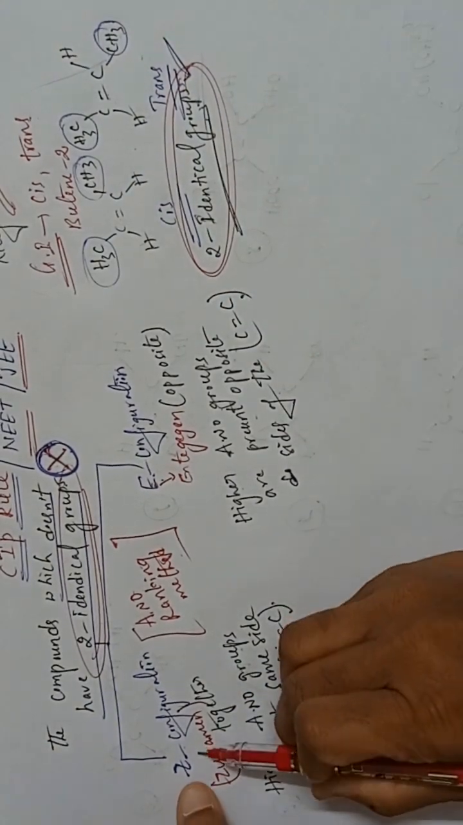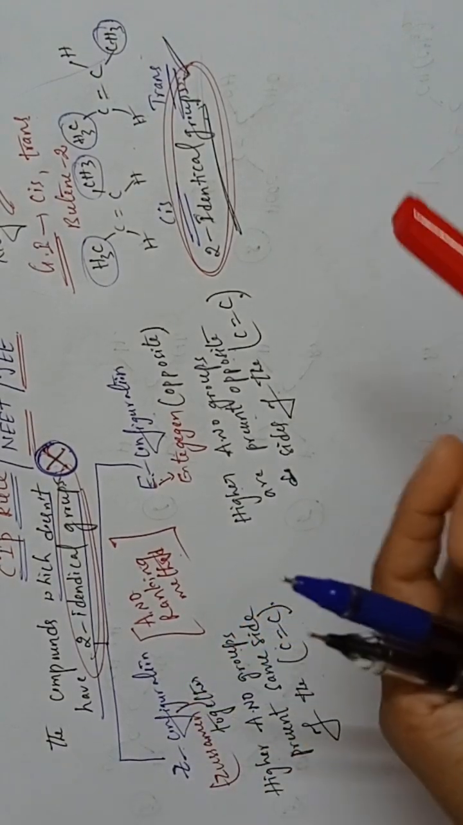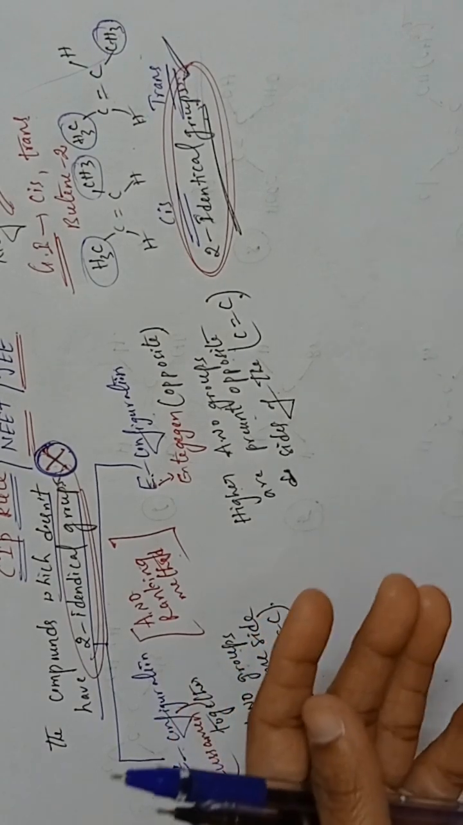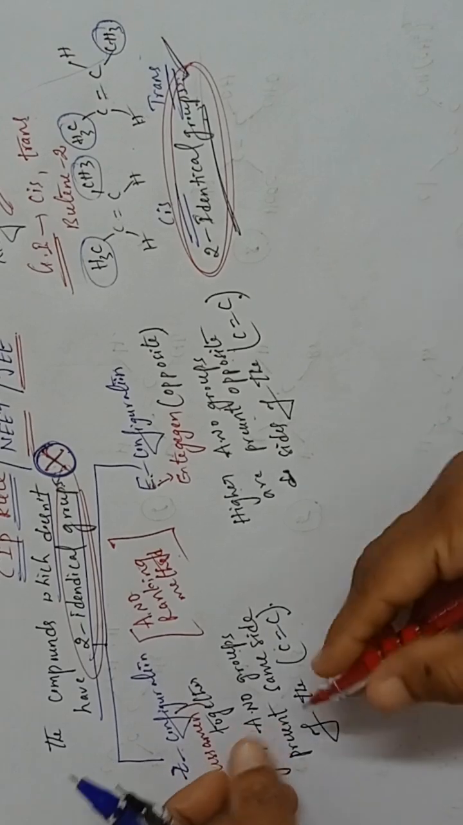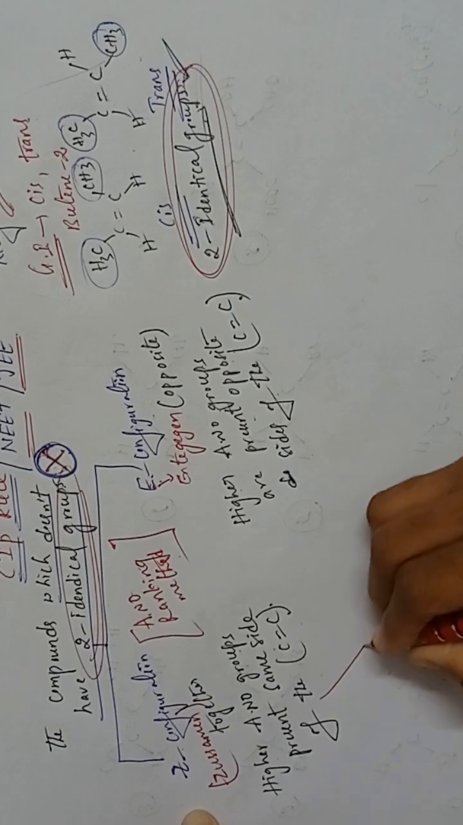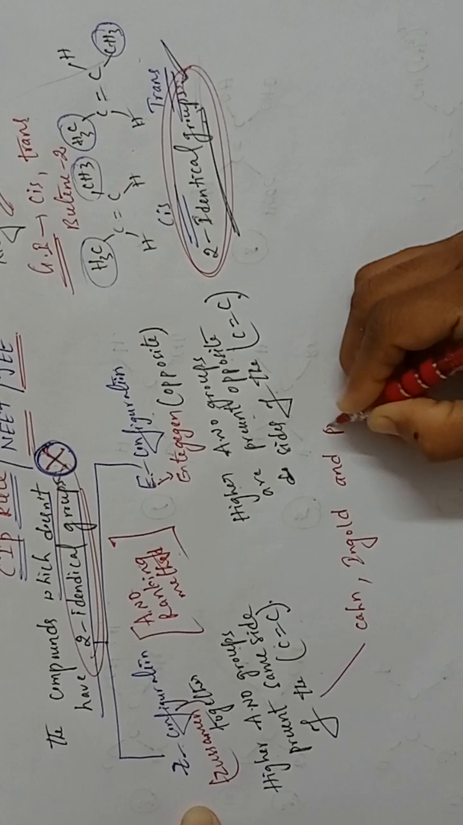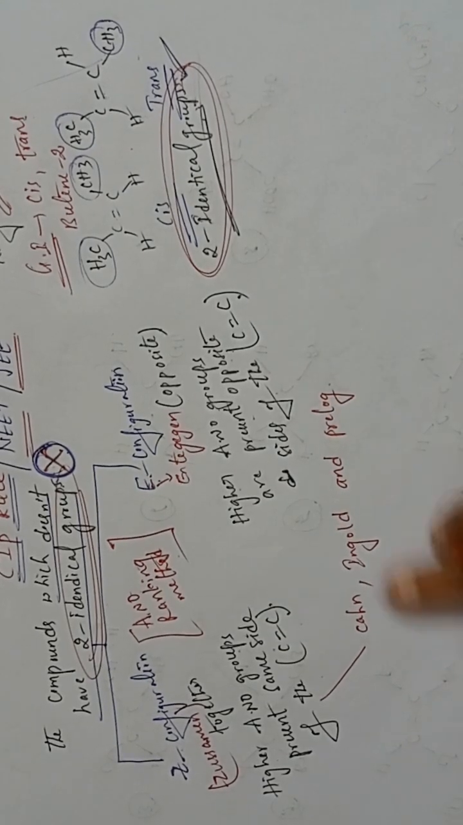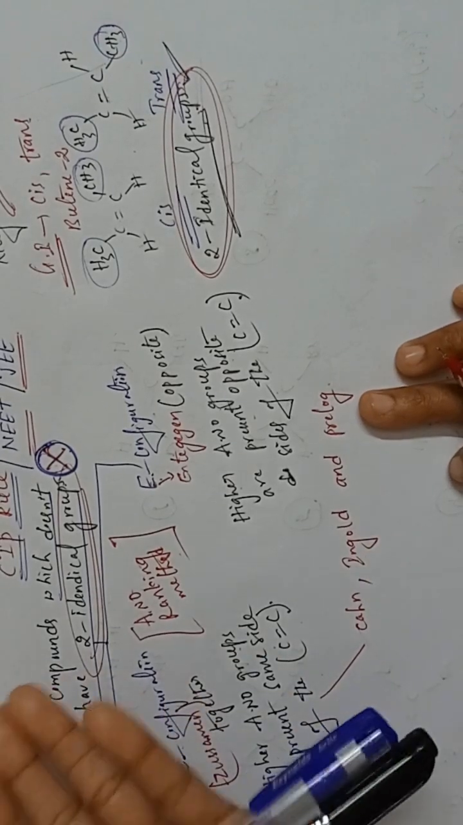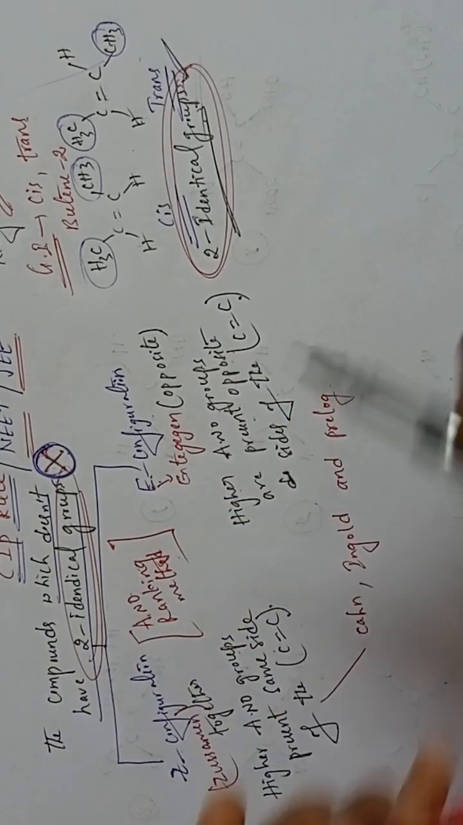Now see here, Z configuration, E configuration. This EZ nomenclature, students, was introduced by Cahn, Ingold and Prelog. Understand? This EZ nomenclature system was developed by Cahn, Ingold and Prelog. Three members developed this EZ nomenclature, students. Cahn, Ingold and Prelog, that's in short form.